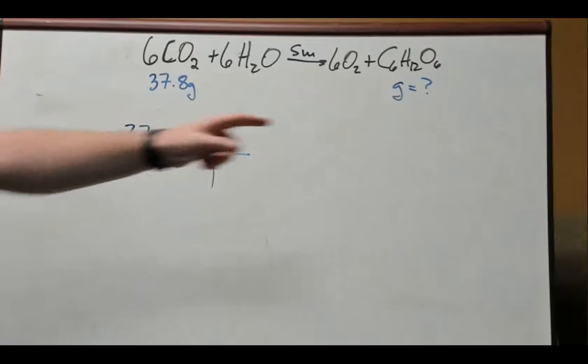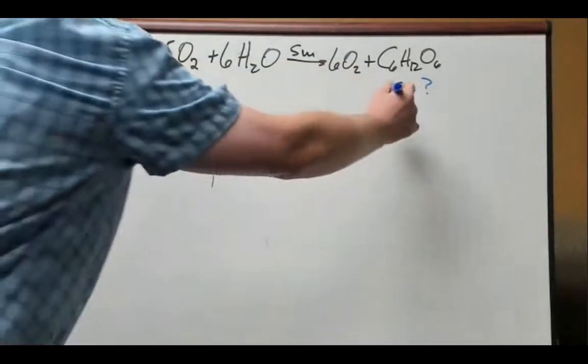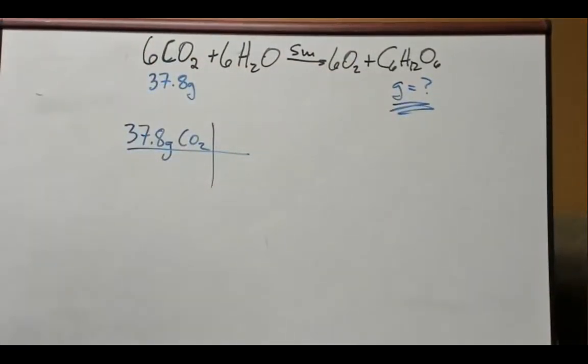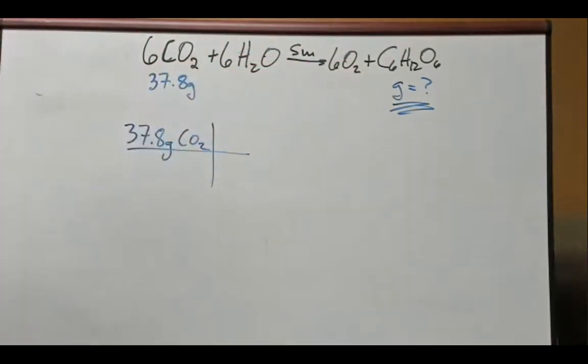Now, what do we want to end with? Because this is what we talked about with the problem solving: we want to know what we start with and we want to know what we're going to end with. And that's right, we're going to try to find grams of glucose. So how do you think we go from grams of CO2 to grams of glucose?